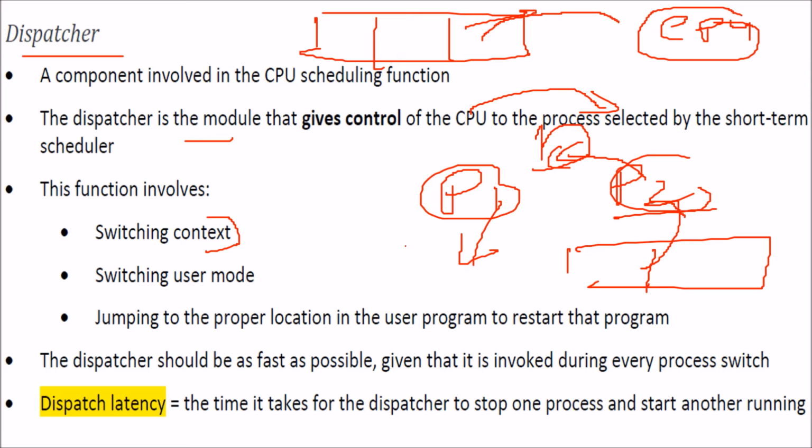So the dispatcher has to be as fast as possible, because it is invoked for every process. As we said, the long-term scheduler has low frequency, the short-term scheduler has very high frequency, and the dispatcher, along with being high frequency, has to have very low latency. That is the dispatch latency, the time it takes for the dispatcher to stop one process and start another running. We want it to be as minimum as possible.